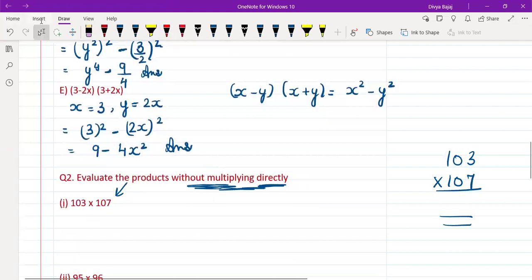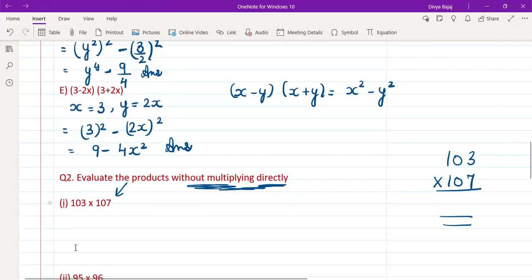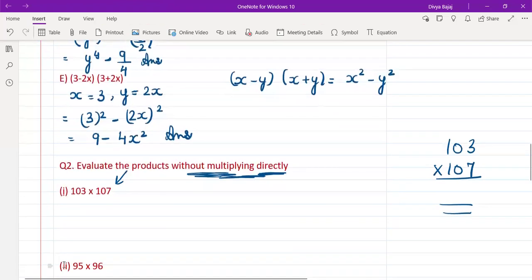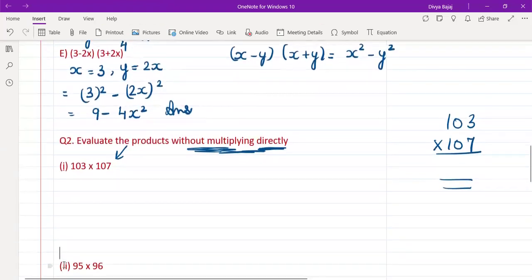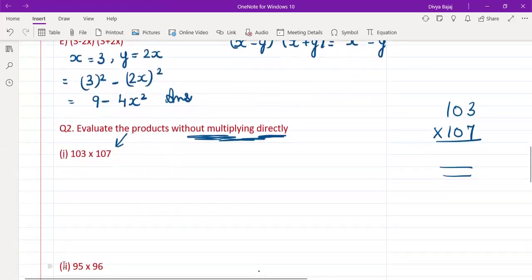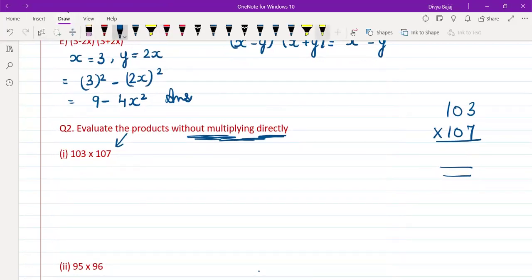So children, if you will see this question carefully, we can break the first number. We can write 103 as 100 plus 3. And 107, we can write it as 100 plus 7. So we are going to do like this. The first will be 100 plus 3, into 100 plus 7. Why am I breaking it? Just to look for an identity. So I have broken both the numbers.